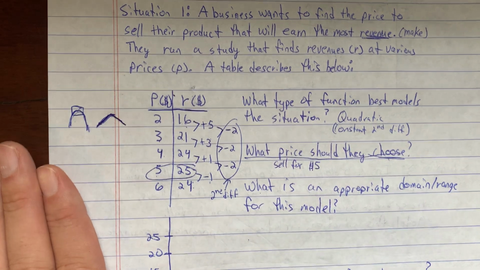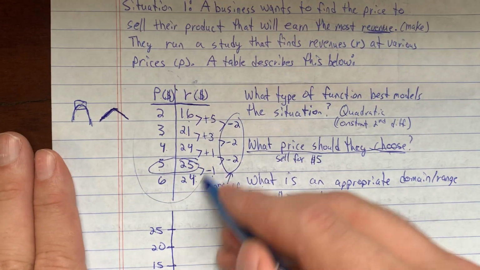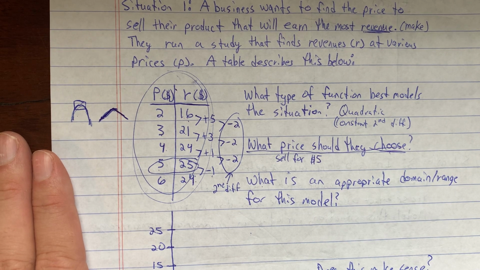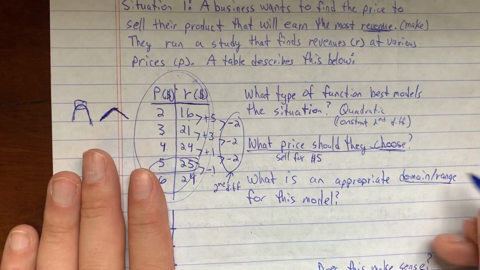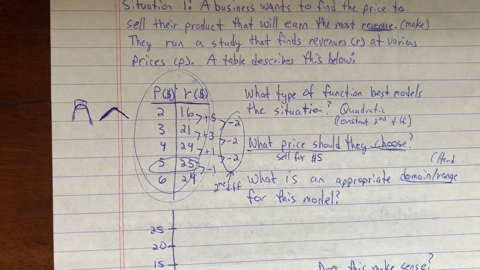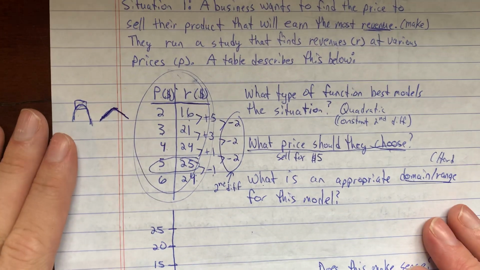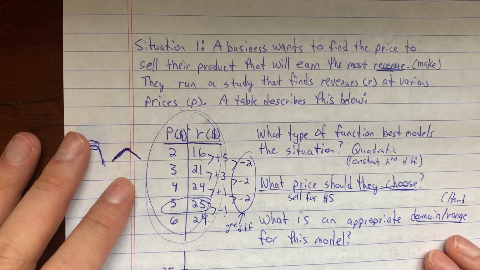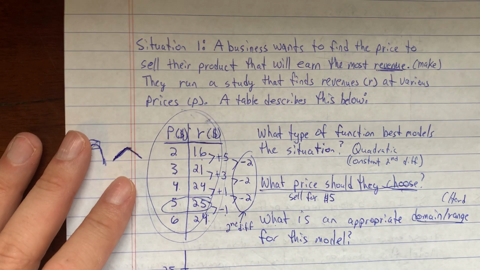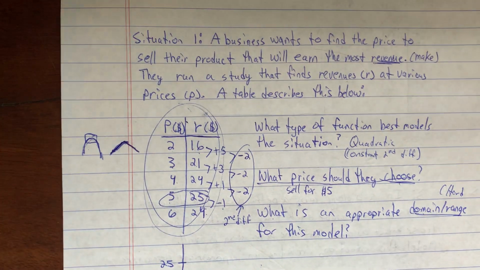And next question is, what is an appropriate domain and range for this model, where for different prices they will make different amounts of money? Now this is the hard part. This is like the hardest part, to figure out what are the possible things this model can make sense in. And so I know that it doesn't make any sense to charge less than $0, right? Like you're not going to charge negative.